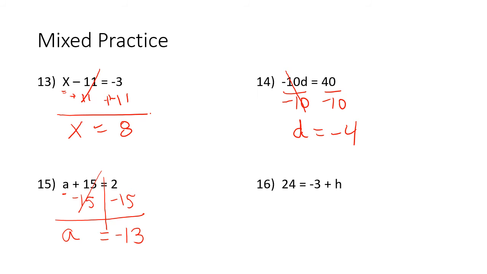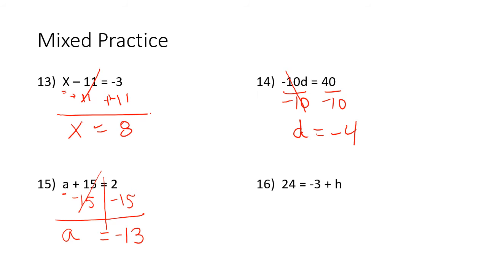Remember, you could be checking your work also. Plug negative 13 in for a, and you can see that negative 13 plus 15 equals 2. It's a true statement. So our answer is negative 13 for number 15.